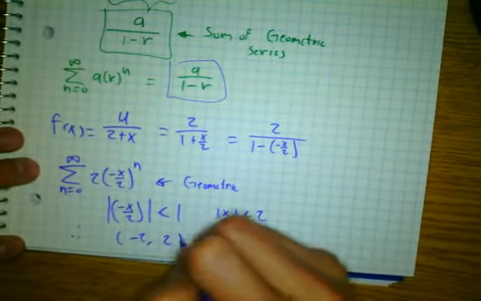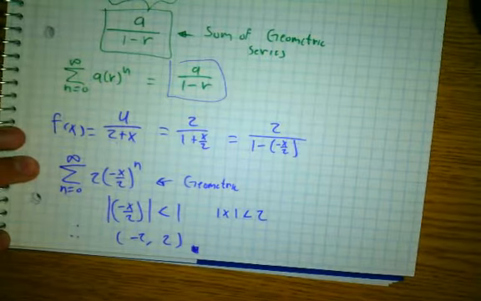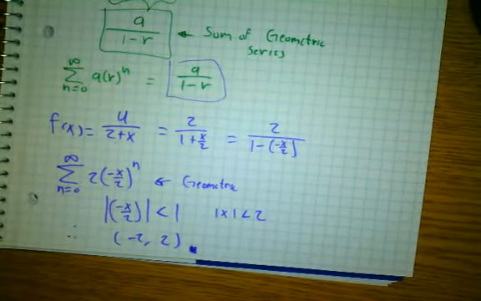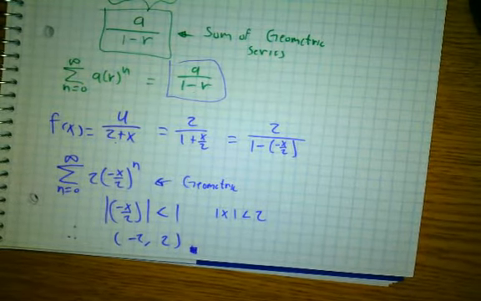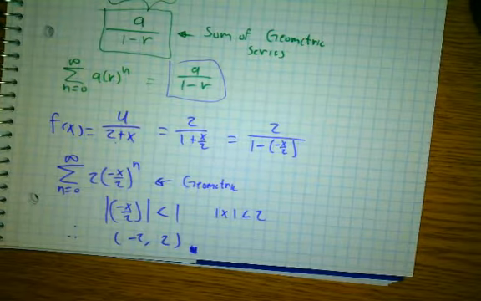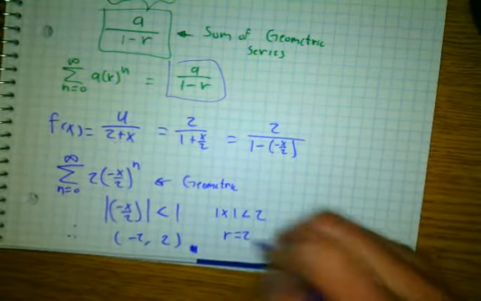Negative 2 through 2. And you don't even have to test your endpoints because it's geometric. Your endpoints would make the value be 1, right? And we know that if it's 1, it diverges for a geometric. It has to be less than 1. You with me? Cool? We're going to do this for every problem to make sure that you practice this whole idea of the interval of convergence. By the way, what's the radius of convergence? 2. R equals 2, right?